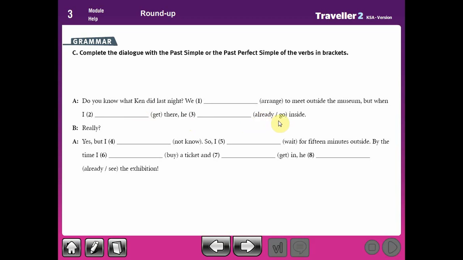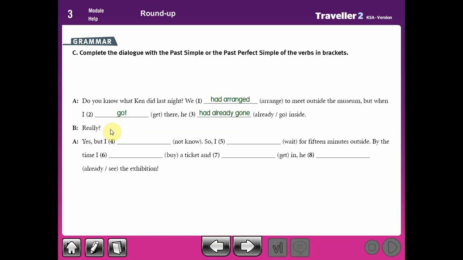He already go inside. Oh, so he went into the museum before us. So this is number 1 as well. So we use past perfect here. We had already, we had arranged, and here he had already gone inside. But here, because this action is number 2, we use the past simple. So I say I got, right?